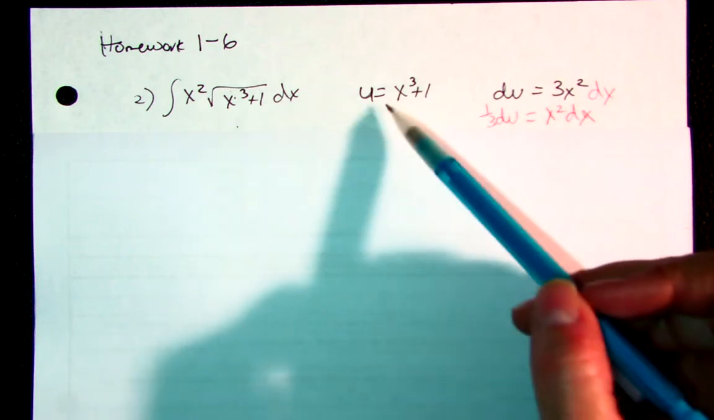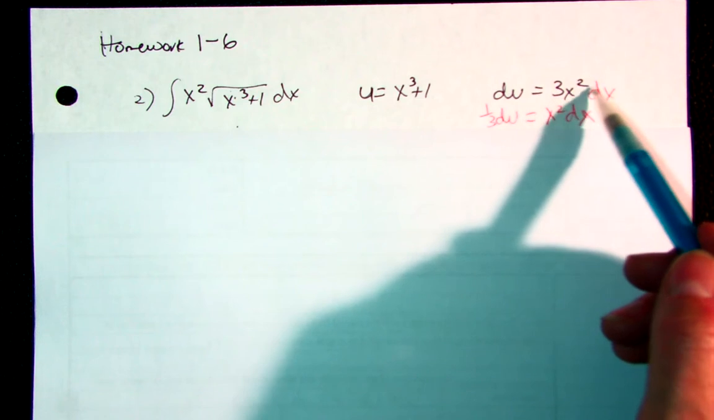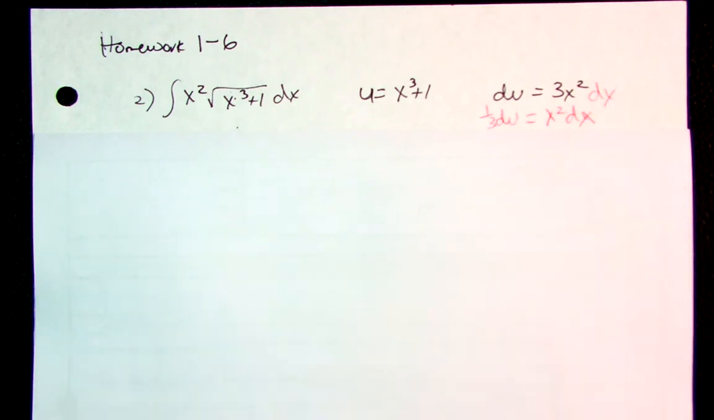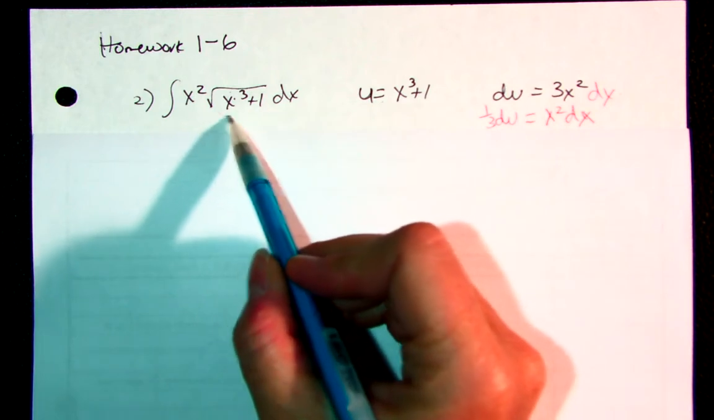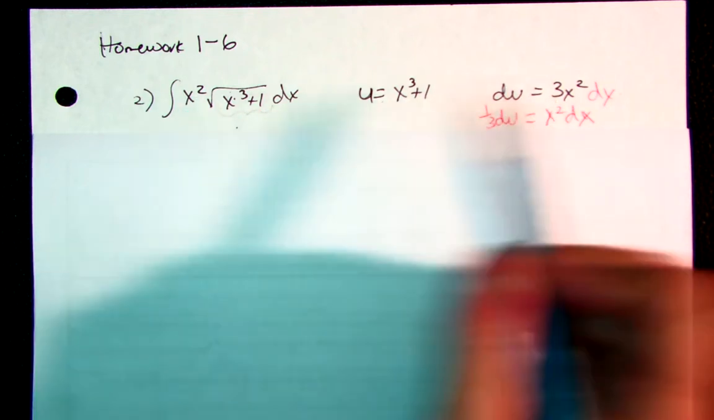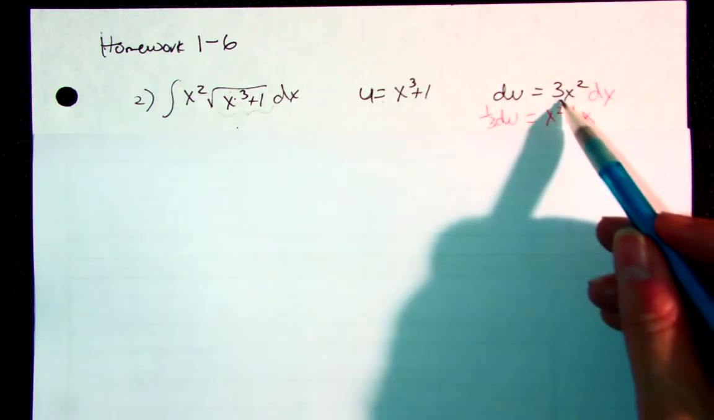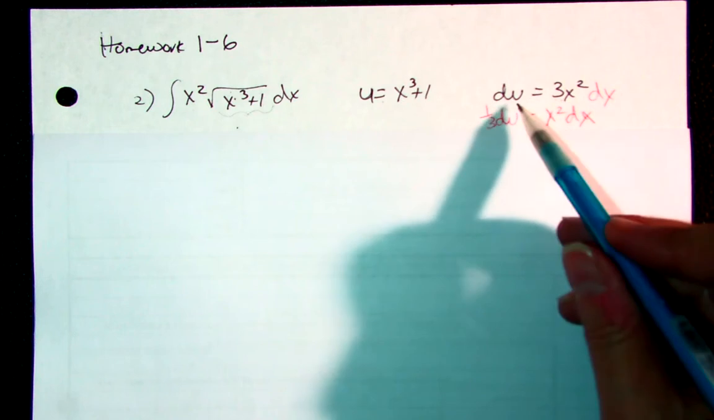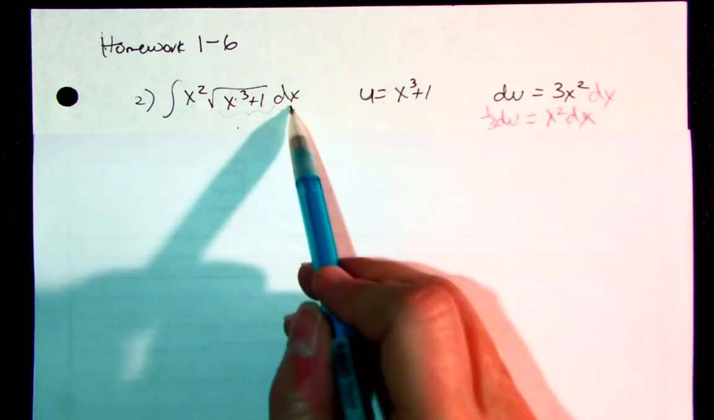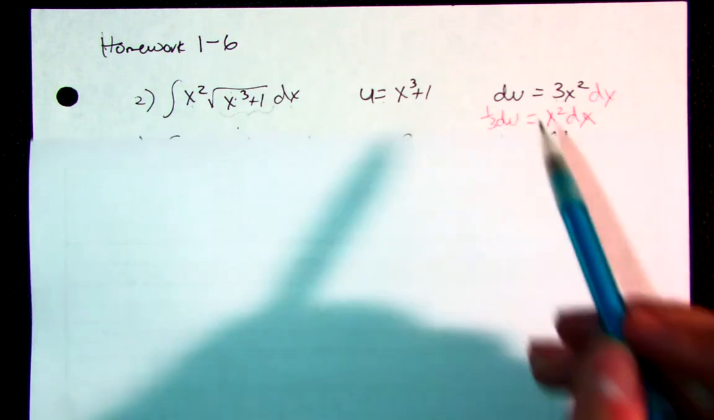So if I let my u be x cubed plus 1, I'm going to take the derivative of this. That's going to be 3x squared dx. And so this part here will be my u. Wait a minute. I don't have a 3. X squared dx I want, but I don't want that 3. So I need to get rid of that 3. I'm going to go ahead and divide both sides by 3. So now I can get rid of my x squared times dx, that's right here, and I'm going to replace it with a 1/3 times du.